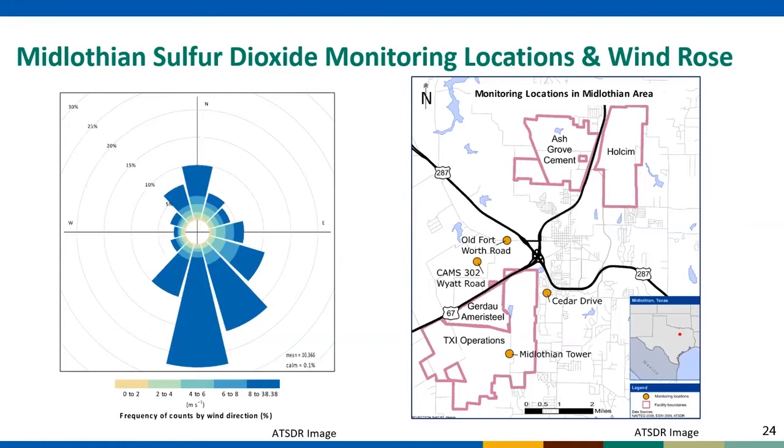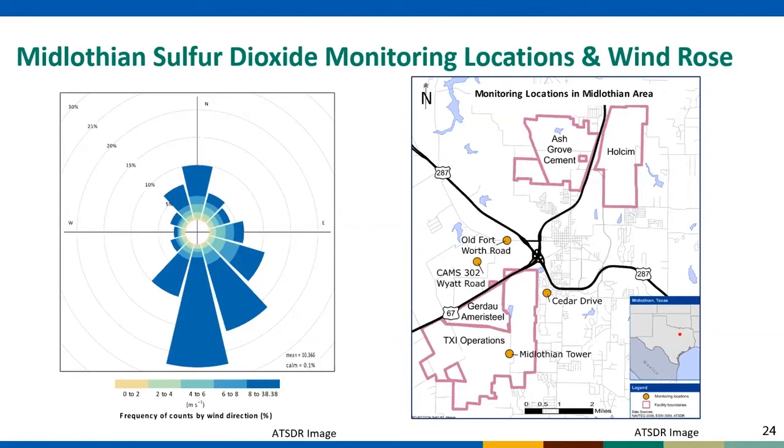The primary sources of SO2 releases from this site were from 3 cement manufacturing facilities shown on the map. TXI in the southwest corner of the map, Ash Grove in the top central north part of the map, and Wholesome in the top east part of the map. The Gerdau Ameristeel Company, tucked just north of TXI, did not release significant amounts of SO2, but released other contaminants of concern, including particulate matter and metals.